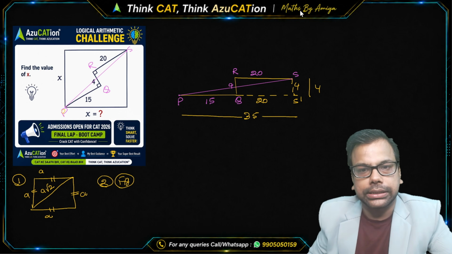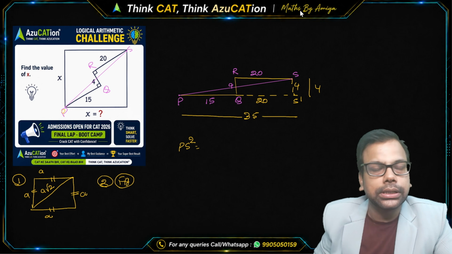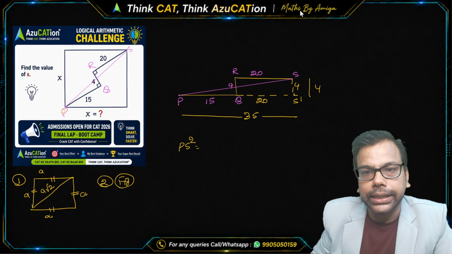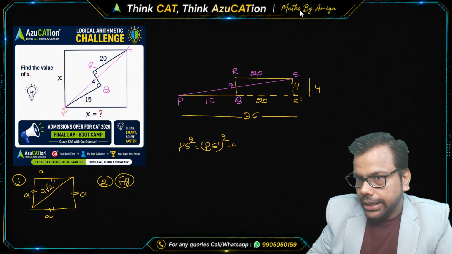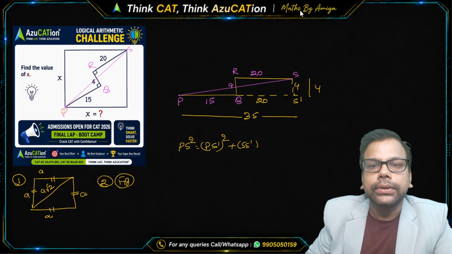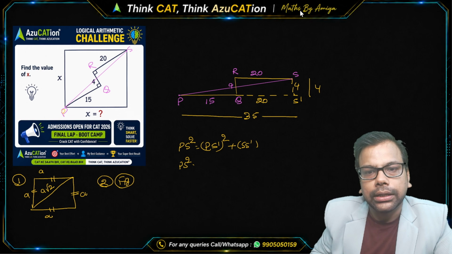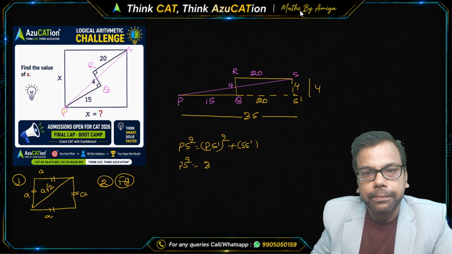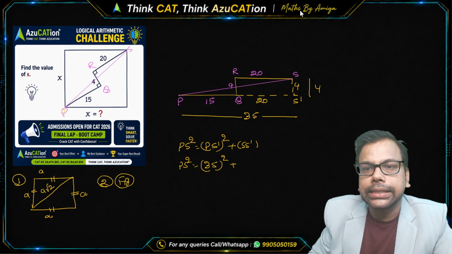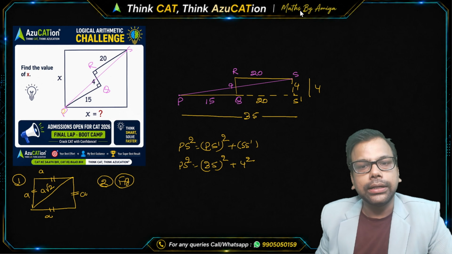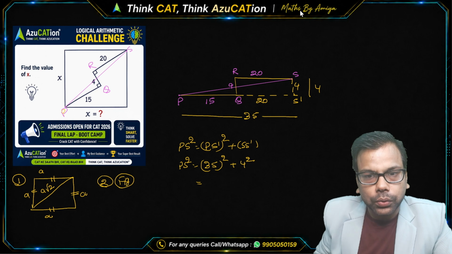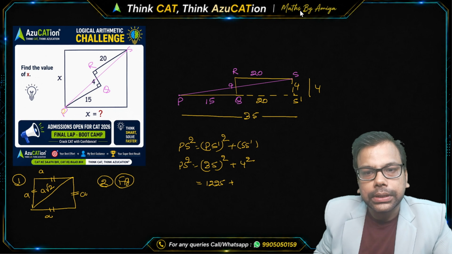So we need to find the PS. The PS square as per the right angle triangle is equal to base square, that is PS dash square plus SS dash square, isn't it? The PS dash square is 35 square, plus SS dash square is 4 square. This calculation is equal to 1225 plus 16. This is 1241, which is equal to PS square. So we can say the PS value is root 1241.